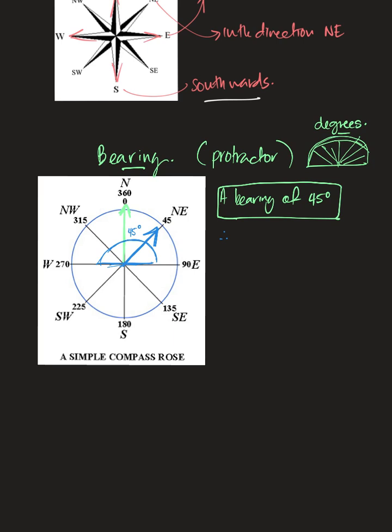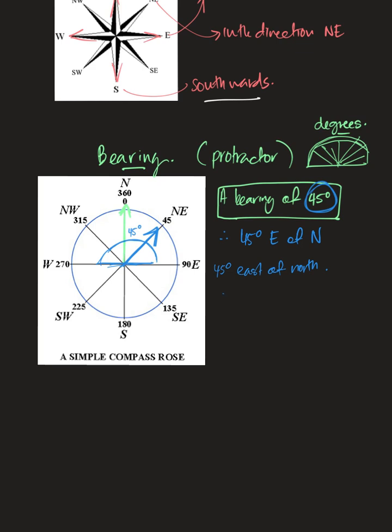So I can say that if I wanted a bearing of 45 degrees, I can either say it has a bearing of 45 degrees, or I can say I'm 45 degrees east of north. So how that reads is 45 degrees east of north. Right, does that make sense?